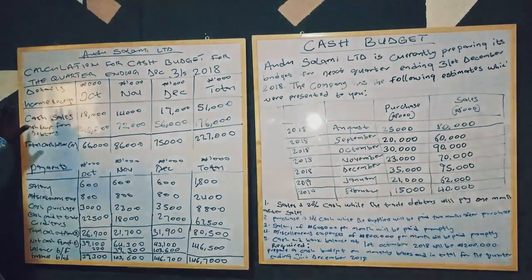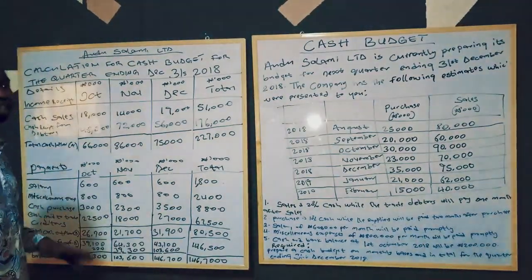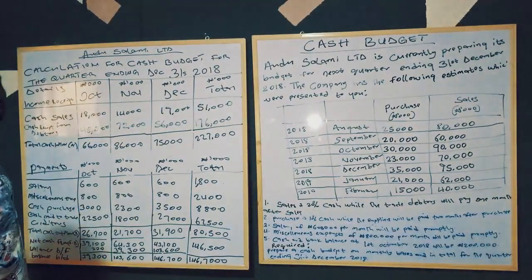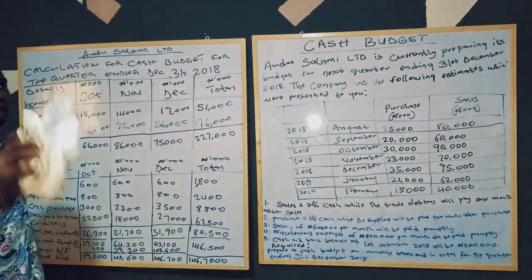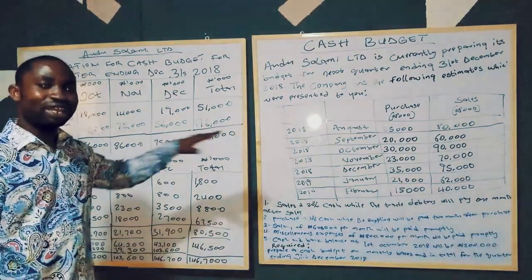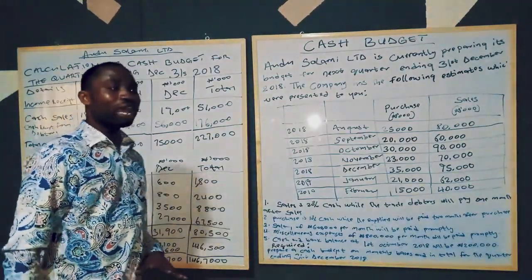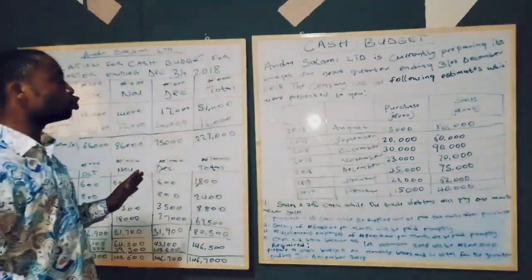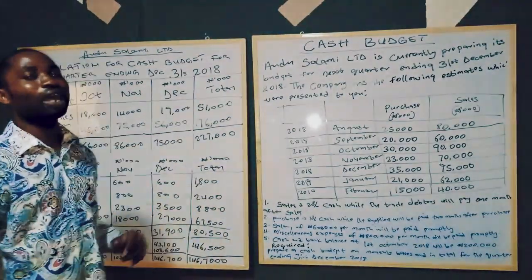So this is everything about the cash budget. It's not more than this, and it's a suitable topic. I will find time to look for a question that is a little bit tougher than this one, where we'll be having some bulky additional information to widen our knowledge and understanding of this particular topic.